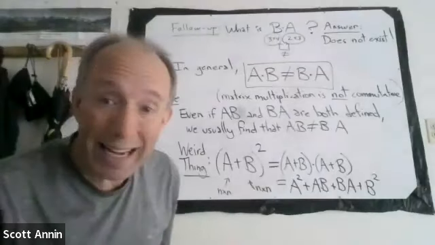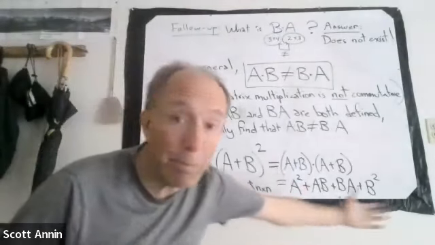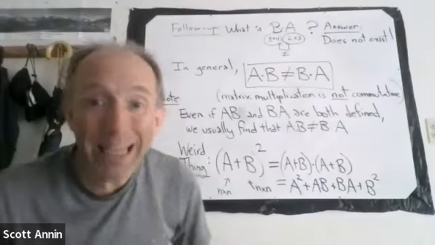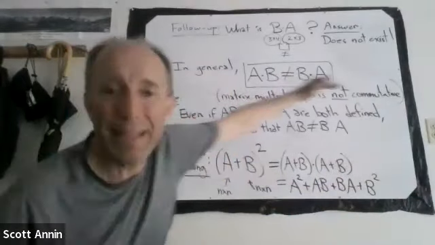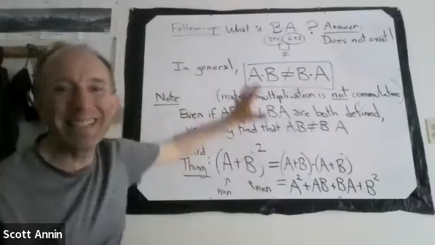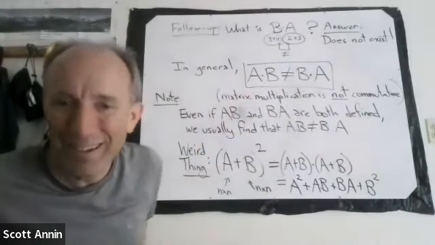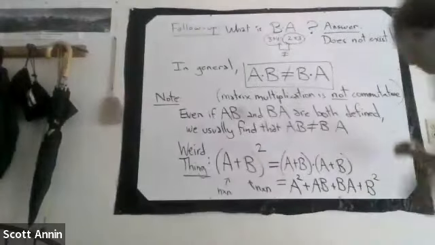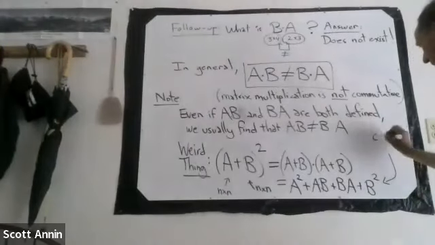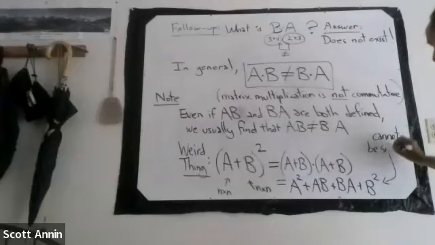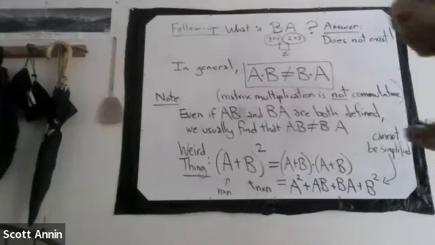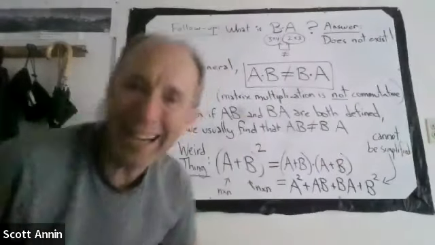But we can't do that here. This is as simplified as we are allowed to go. We cannot combine the AB with the BA because they're probably not the same thing, according to the remark up above here, right? So this is already as simplified as it gets. This cannot be simplified.